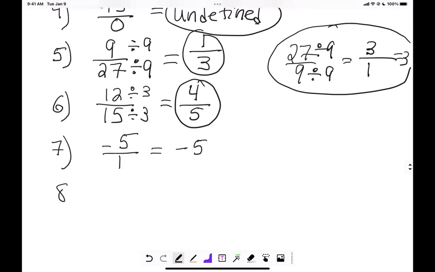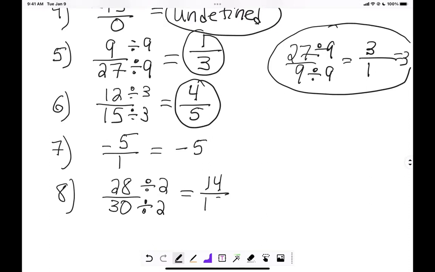Okay, so let me think of one where I can pretend I don't know how to do it. Let's do 28 over 30. All right, so let's just say I don't know what to divide by. But I know they're both even, right? So I'm going to start by dividing both of them by 2, just because I know I can. So 28 divided by 2, what is half of 28? 14. And 30 divided by 2 is 15. And unfortunately, we're done. That's not what I wanted.